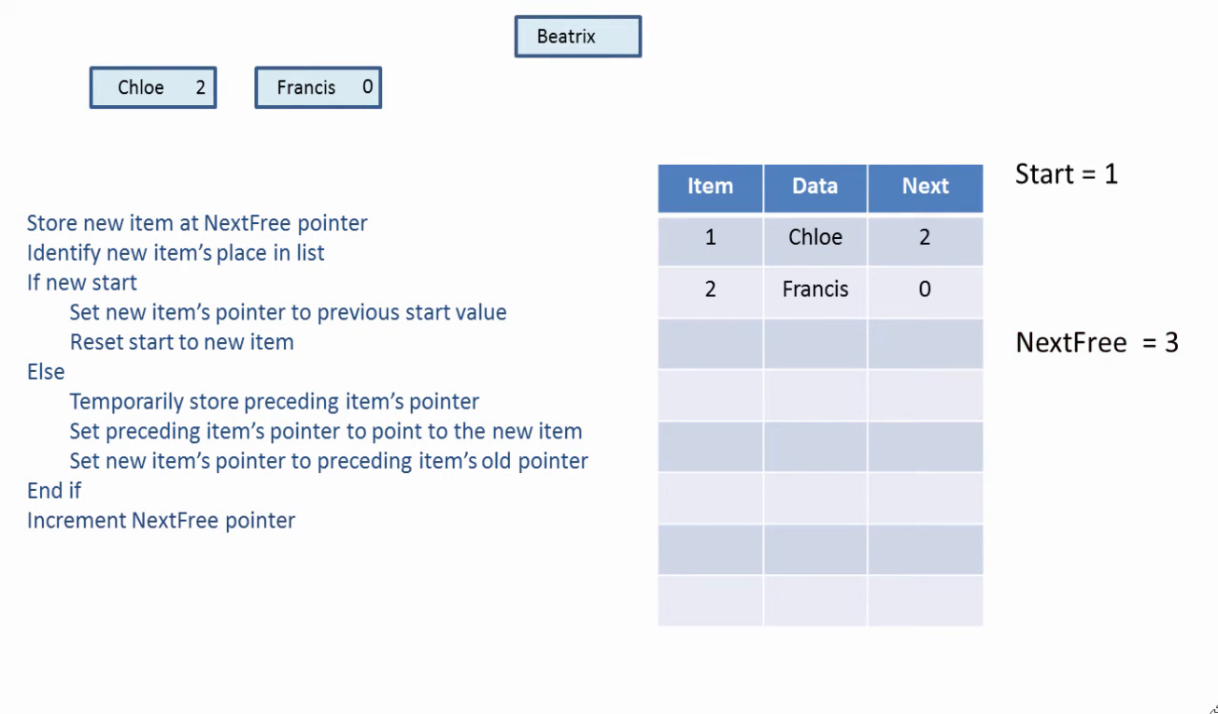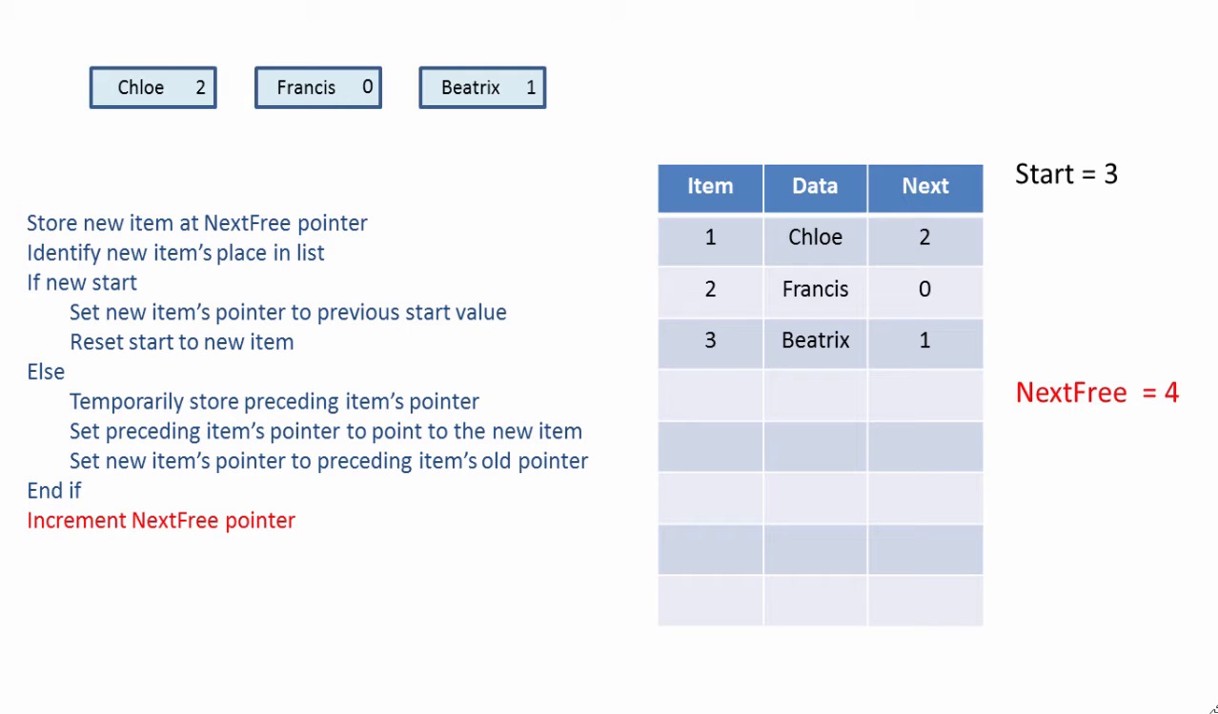So here comes the next item, Beatrix. Beatrix is placed into the data array at the position given by next free, and then we identify where she belongs in the list. Now Beatrix comes before Chloe, so Beatrix is a new starting item. In which case, we set the new item's pointer to the previous start value. Beatrix's next pointer is now 1. And then we reset start to our new item, Beatrix. So Beatrix is now the new starting item. Now we can increment next free in readiness for the next item.